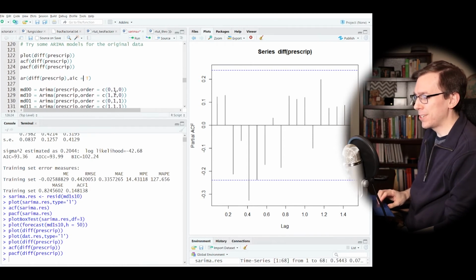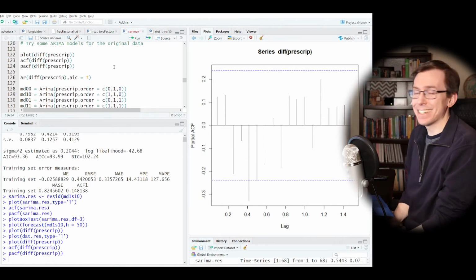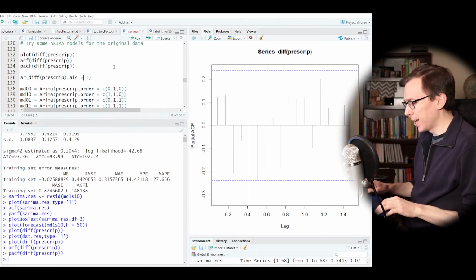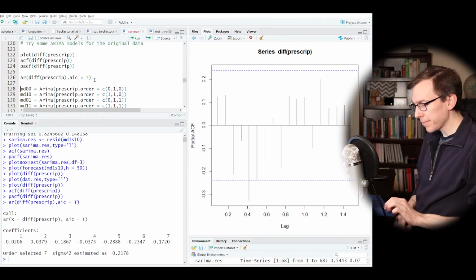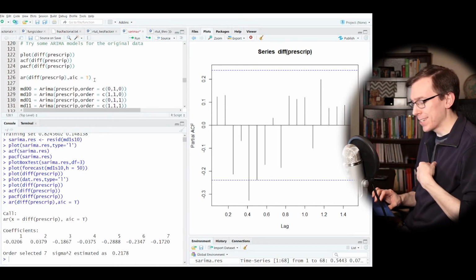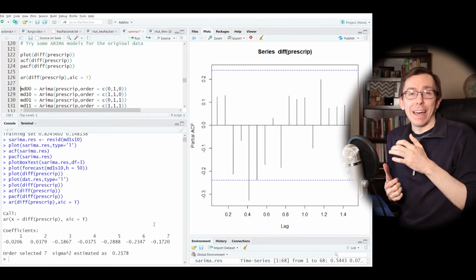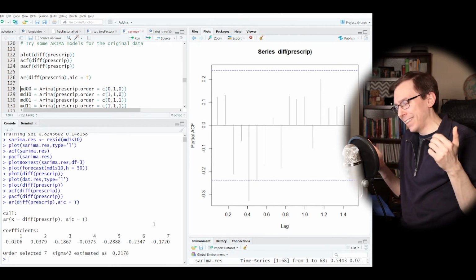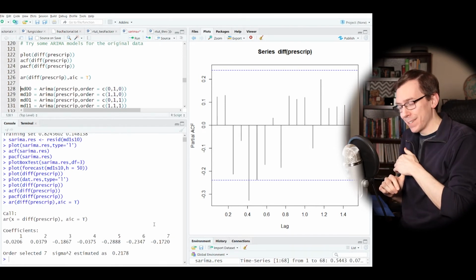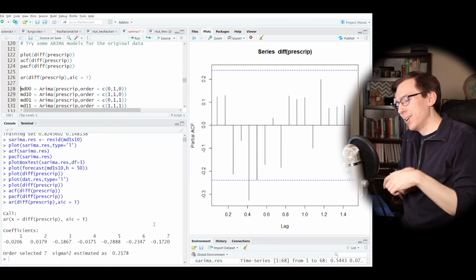We can always try to just fit an autoregressive process to our data just to see what happens using the Yule-Walker equations. And note that I'm fitting it to the first difference of the prescription data. And we get an order 7. Okay, so that's indicating a couple things. It's indicating that we probably don't have a pure AR order 7 process. We probably have either a moving average piece or a seasonal autoregressive or a seasonal moving average piece or some combination of those.